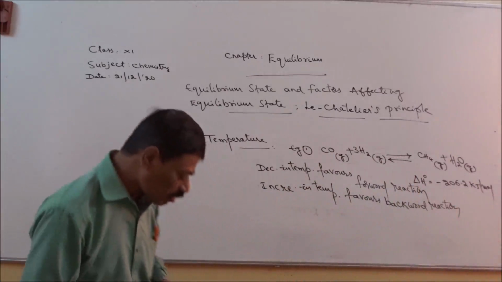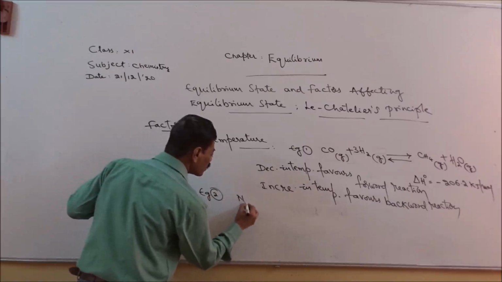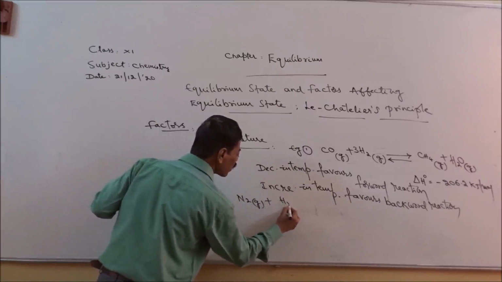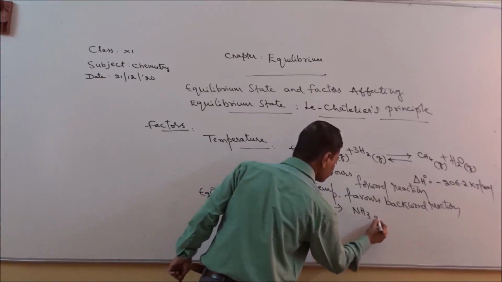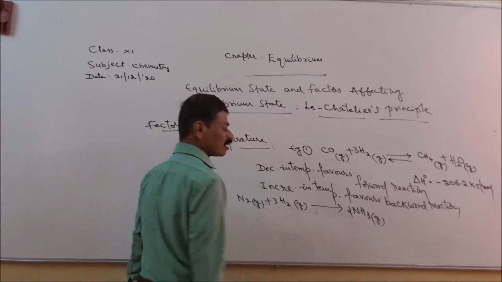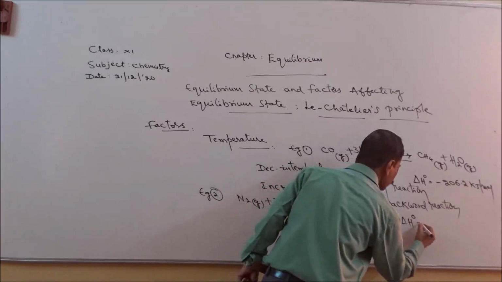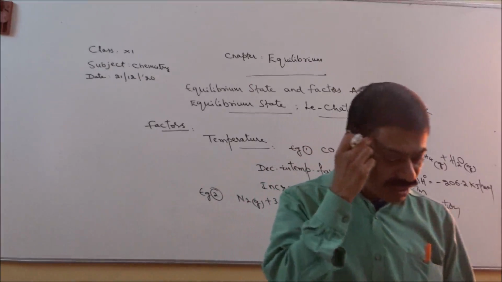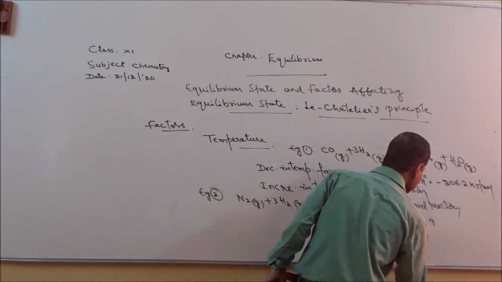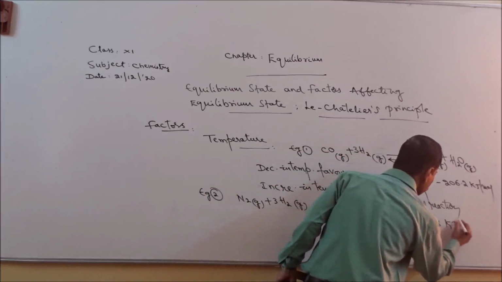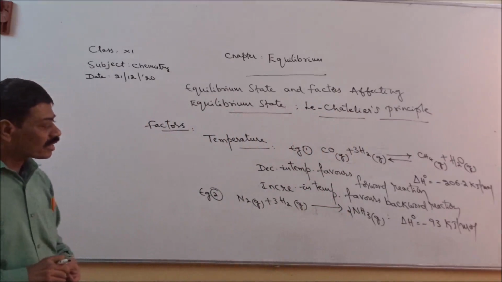Now let us see another example wherein nitrogen gas reacts chemically with hydrogen gas to form ammonia gas. And in this reaction, the delta H naught value is negative. That means it is an exothermic reaction. Here the amount of energy released is around 93 kilojoules per mole. This much amount of energy is released in this reaction, and this is an exothermic reaction.